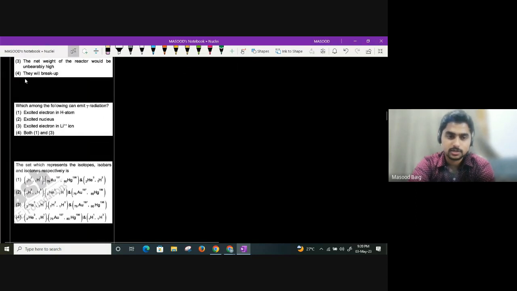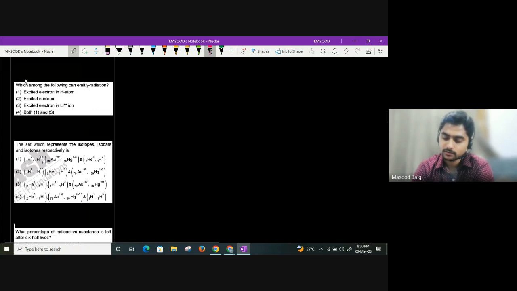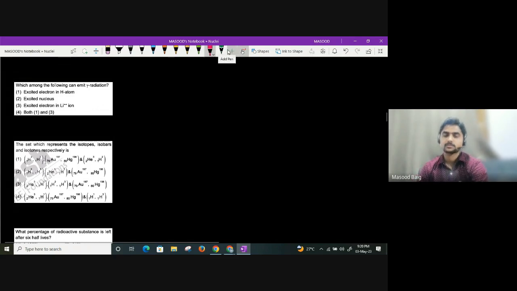that question, guys. Which among the following can emit gamma radiations? Will emit beta? Nucleus will emit. Excited nucleus. These are atoms and ions, right? You will have gamma decays again, but gamma decay usually happens in excited nucleus, guys. Clear? This is also possible, right?